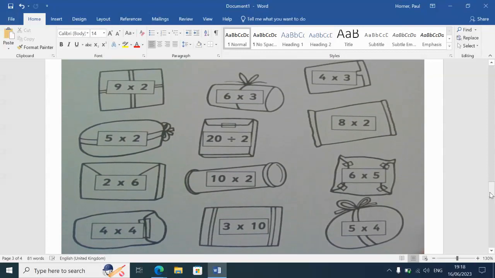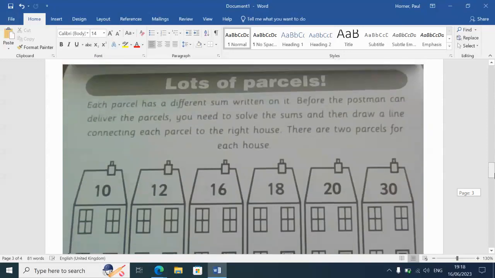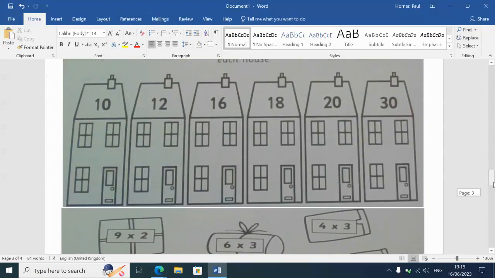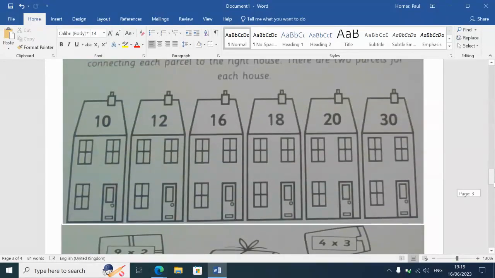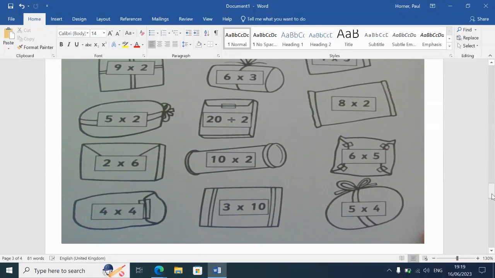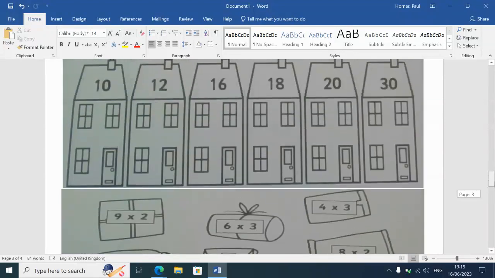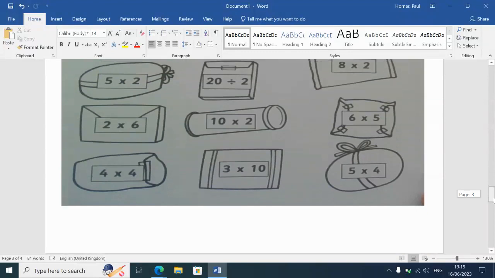Okay, last row. 4 times 4 is 16. Where's 16? 16 is house number 3. And then next one. 3 times 10 is 30. Where's 30? Yeah, 30's at the end of the row. And 5 times 4 is 20. 20, okay. Brilliant, thank you.